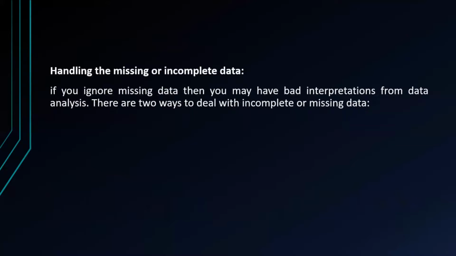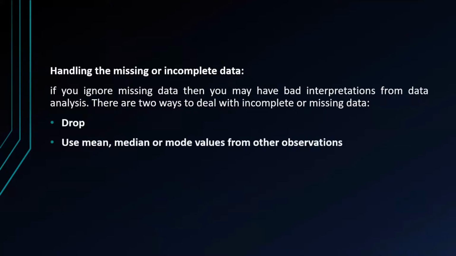The third way is to handle the missing or incomplete data. If you ignore missing data, then you may have bad interpretations from data analysis. There are two ways to deal with incomplete or missing data. The first is to drop it. The second is to use mean, median, or mode values from other observations.